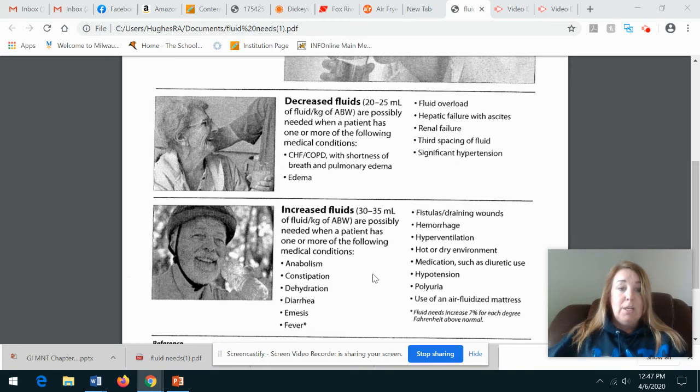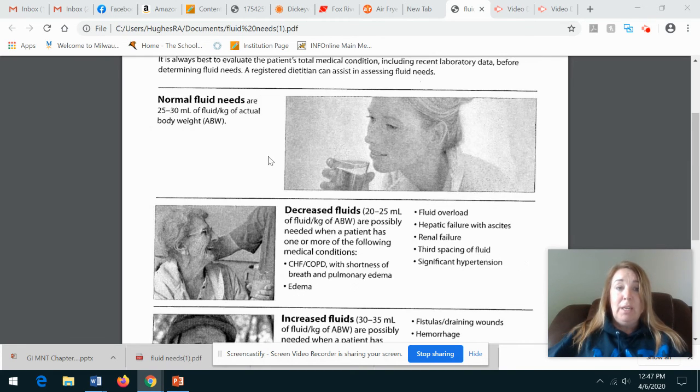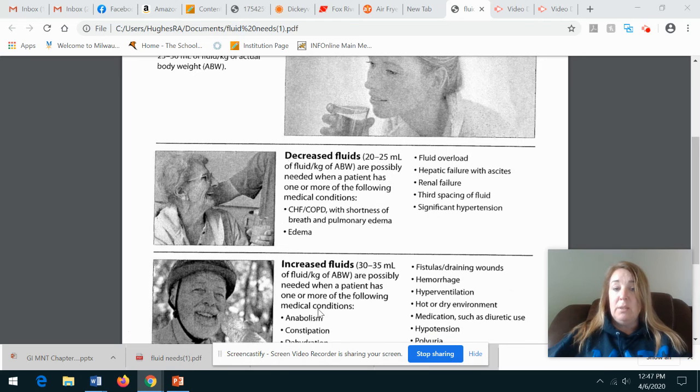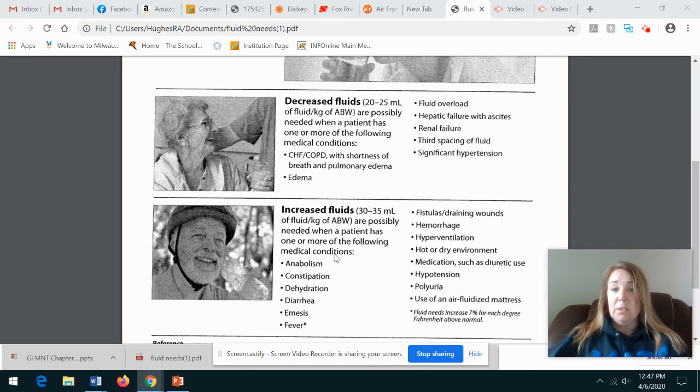Okay. So now when figuring fluid needs, we're not going to consider that everyone is going to be normal fluid needs. We're going to look at some of these comorbidities or these symptoms that are going to put them at either decreased fluids or increased fluids. And you'll do a lot of practice with that this week in your homework.